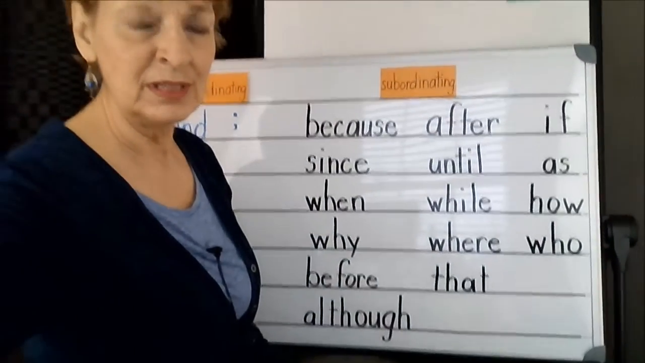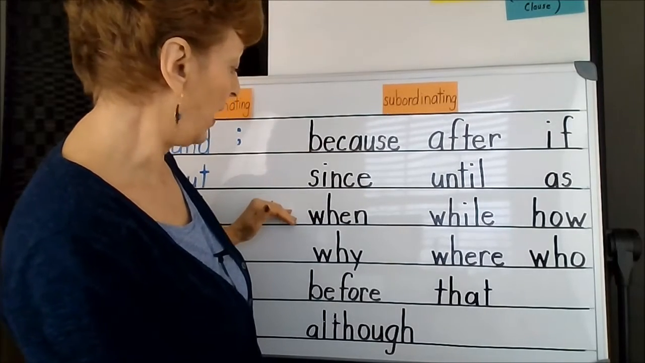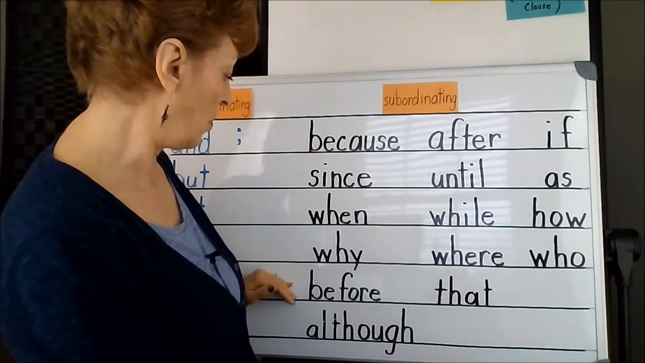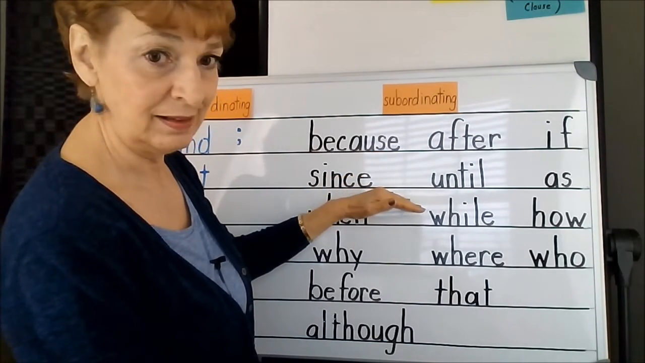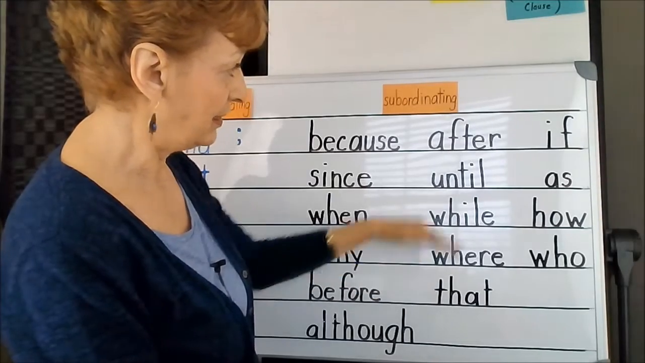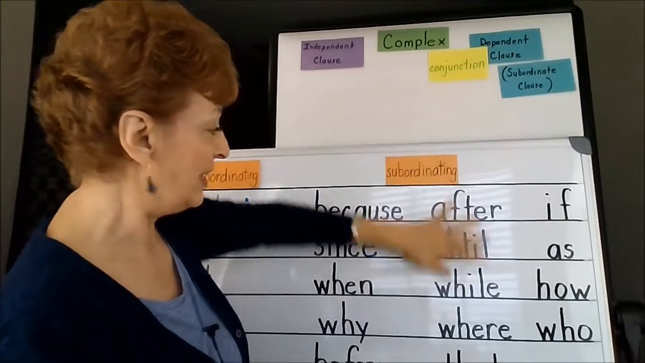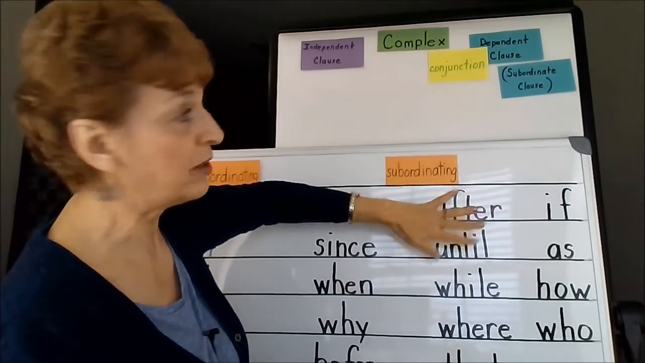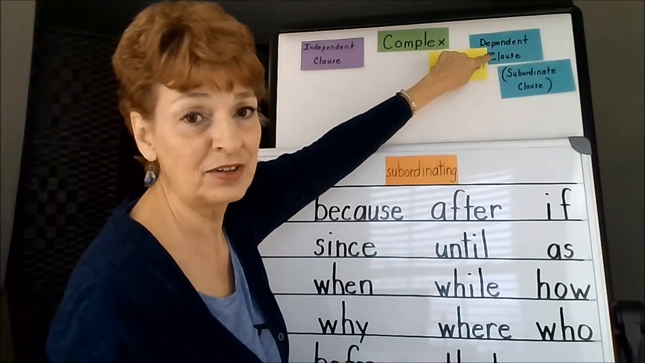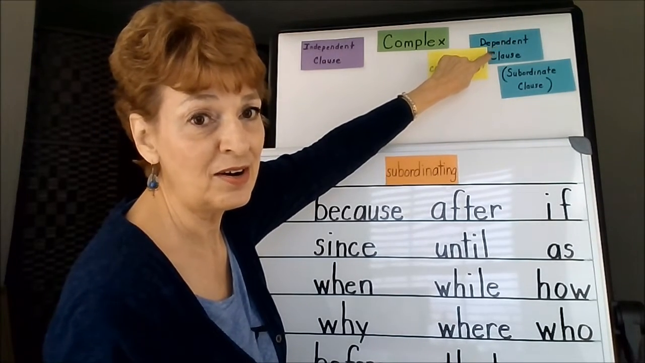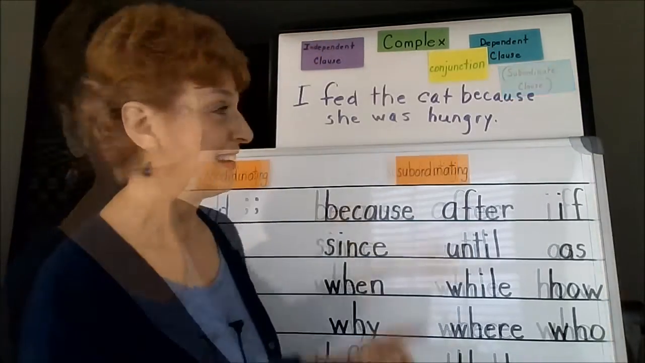Some of the normal subordinating conjunctions: because, since, when, why, before, although, after, until, while, where, that, if, as, how, and who. These are the words that we're going to be looking for in this position before we actually start looking for the subject and verb that's always in a clause, whether it be dependent or independent.